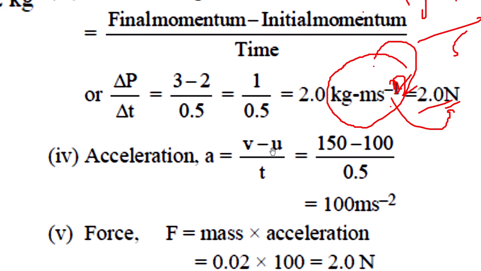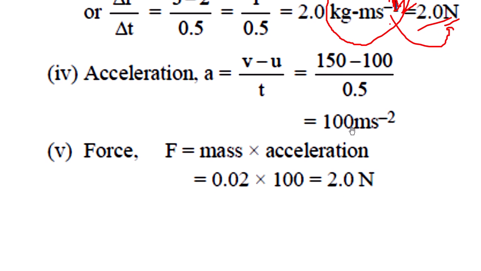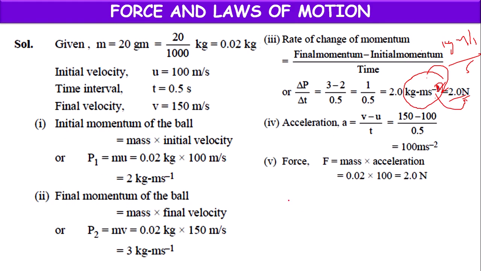Acceleration is (v - u)/t, (150 - 100)/0.5, which is equal to 100 meters per second square. Force equals mass into acceleration. So what is the force? Mass here is 0.02. Acceleration in the fourth question we have calculated as 100. 0.02 into 100 equals 2.0 newtons.